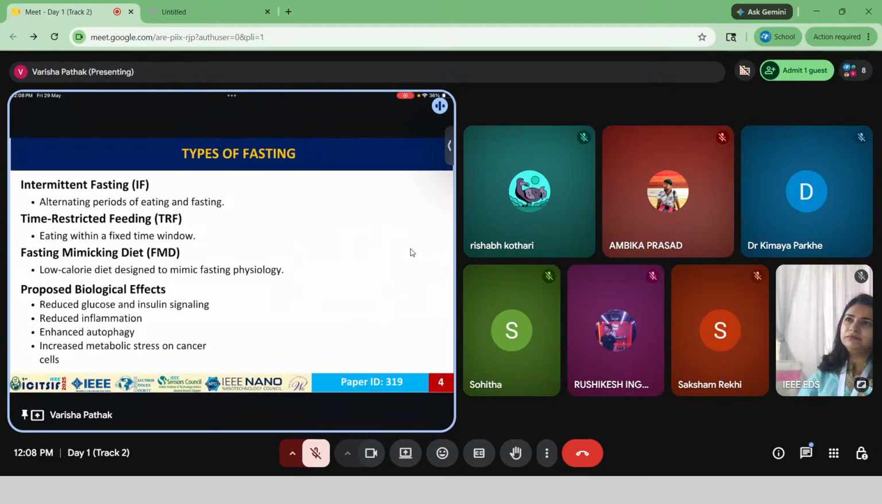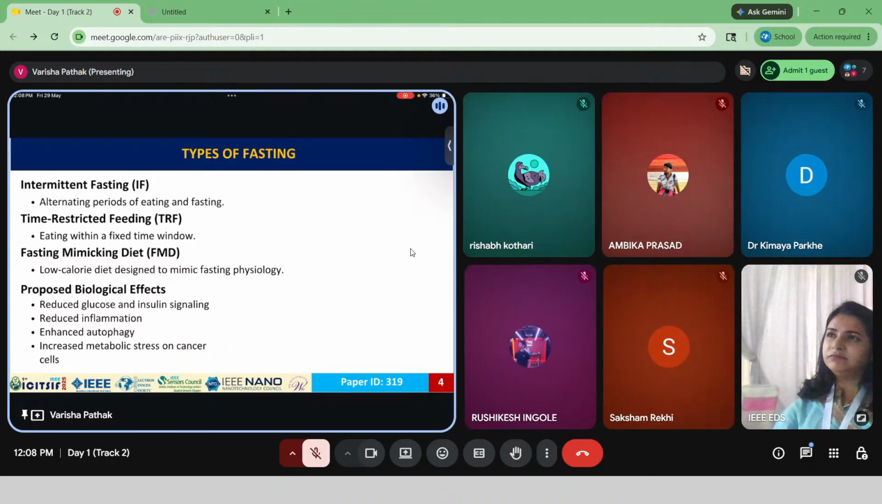Now, let us go to the types of fasting. We reviewed three major fasting approaches. The first is intermittent fasting, involving alternating fasting and feeding periods. The second is time restricted feeding, where food intake is limited to a specific daily window. The third is the fasting mimicking diet, a low calorie dietary approach designed to reduce fasting physiology while maintaining some nutrient intake.